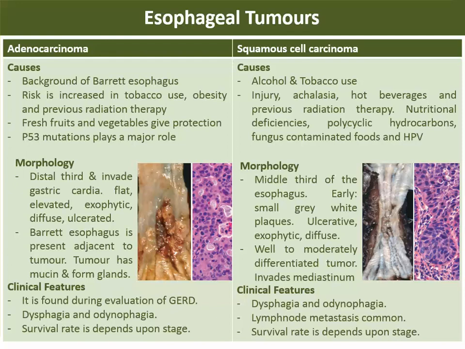Now in the upper 1/3 or middle 1/3, the most common is middle 1/3. Middle 1/3 squamous cell carcinoma is the commonest one. In the lower 1/3, adenocarcinoma is common, because it comes from the background of Barrett esophagus. And even it is seen with tobacco use.